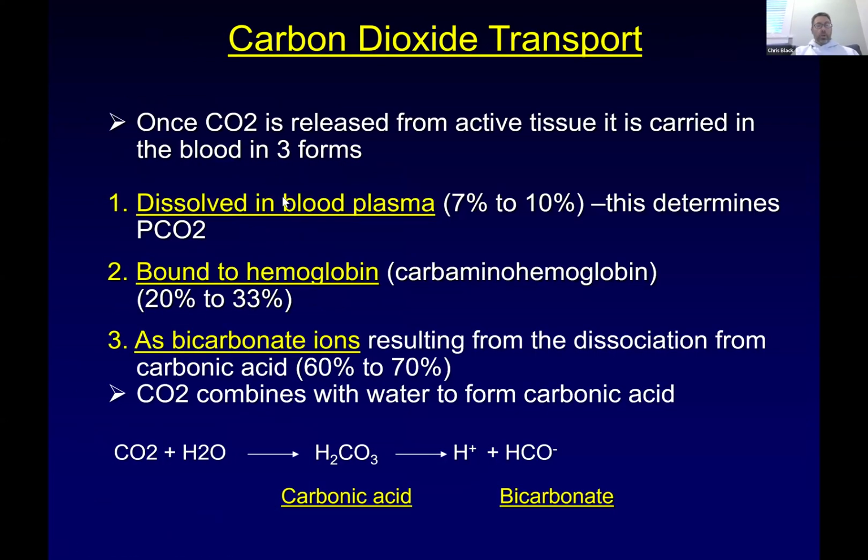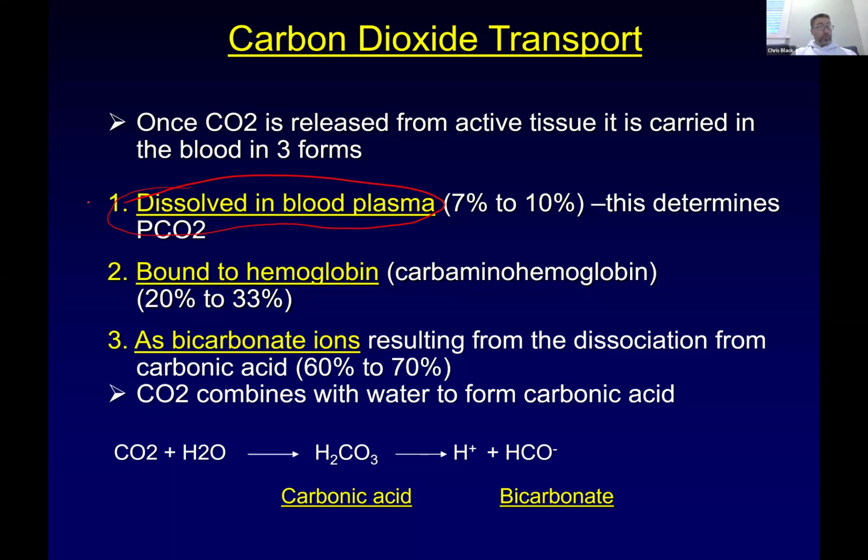Okay, one that's a little more interesting and is going to play a really big role in helping us balance acid-base balances in the blood is how we transport carbon dioxide in the blood. There are three primary ways that we transport CO2. The first is dissolved in the blood. We dissolve more CO2 in our blood than we do O2. Remember, O2 is about 2%. We're going to dissolve into the plasma somewhere between maybe 7, 8, or about 10% CO2 in the blood.